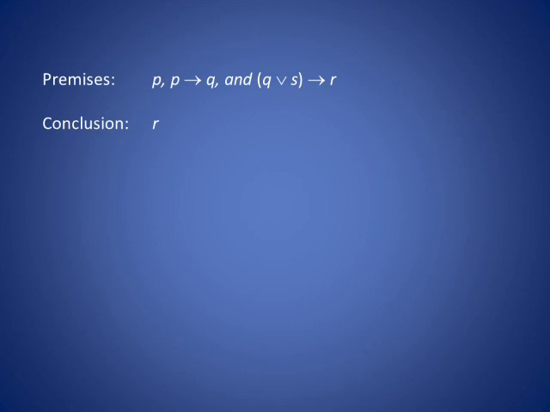Look at the premises and see that we could get the conclusion R were we to know Q or S. We can obtain Q from the second premise were we to know P, and we actually have P because it's the first premise. With those things in mind, let's present our proof.